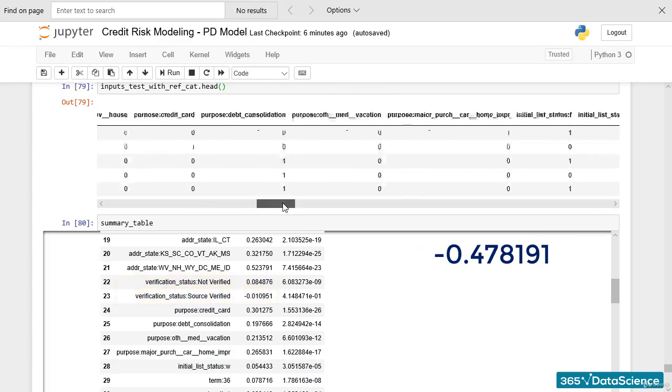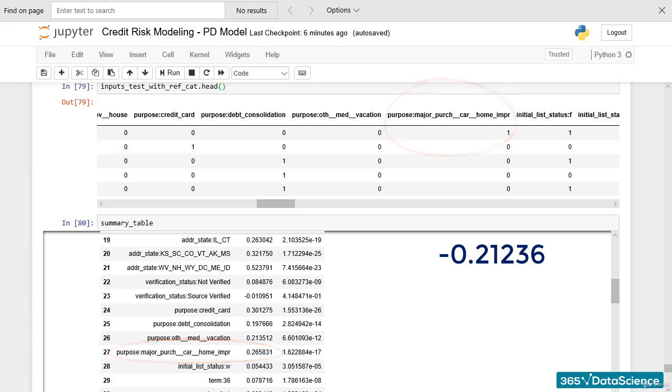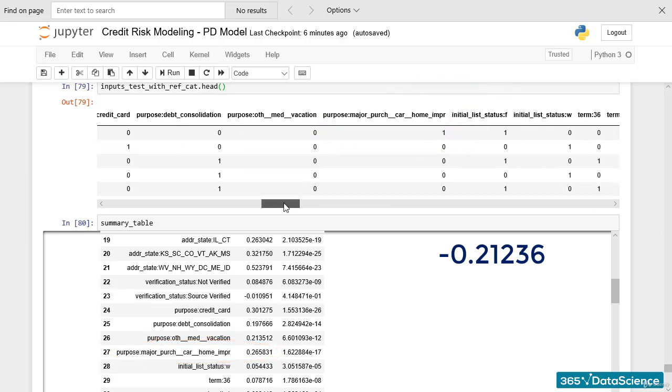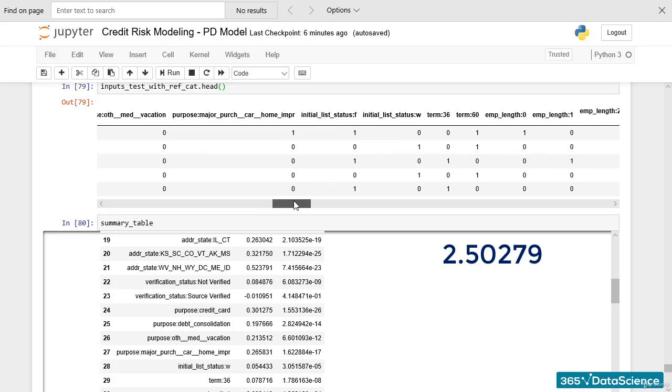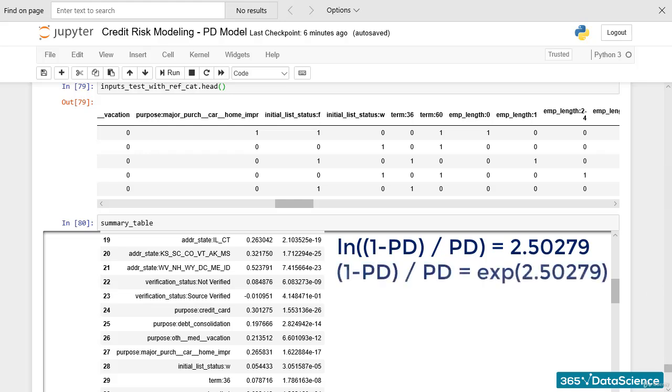Okay, let's continue. The purpose of the loan is either major purchase or car or home improvement, and the coefficient for that dummy variable is 0.265831. If we add it to the total, we'll get minus 0.21236. And we can go on until we've added all the relevant coefficients to get a final sum of 2.50279. These are the log odds. Let's get rid of the logarithm. As we discussed already, to achieve that, we raise an exponent to that power.